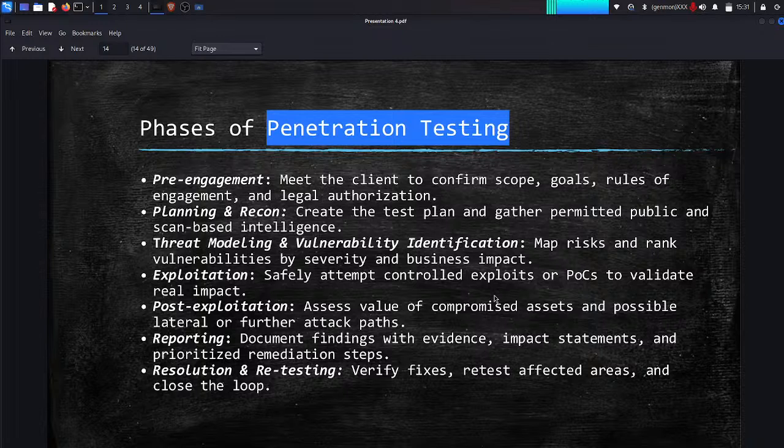After all this, we have the reporting phase where we document, and I will tell you in advance that reporting is the most boring thing. In each and every step, you have to document everything with evidence, impact statements and prioritized remediation steps. After reporting, you have to provide the resolution, the fixes for how this can be fixed, and retest the affected areas. When you complete the testing, the project will be handed over to development. They make all the security patches, then you retest the system again and find more vulnerabilities.